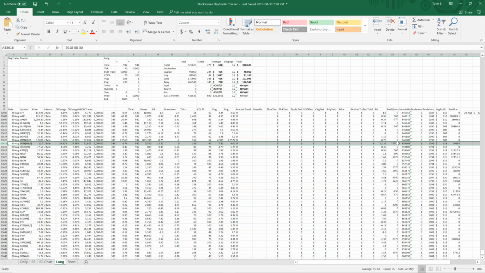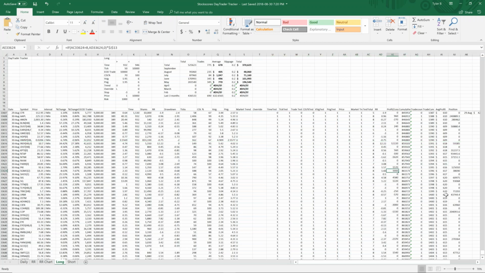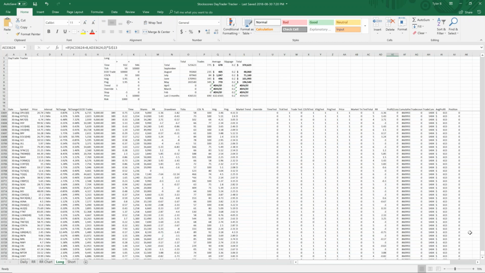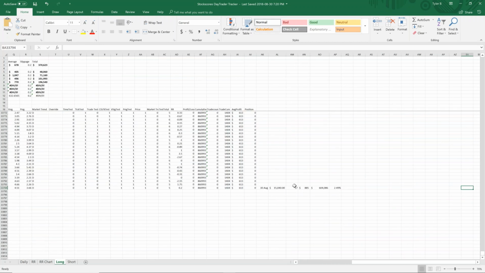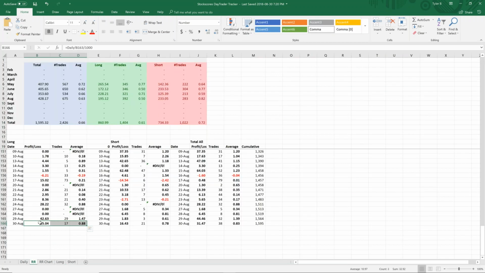It triggered at, you can see the time, 9:32. This is the number of shares for $1,000 of risk. So all that data is there. And then what happens is it adds it up at the bottom. So there you can see right here, 15 RR on 17 trades, $885 average per trade. Divide that by 1,000 and you get 17 trades, 0.88 RR.